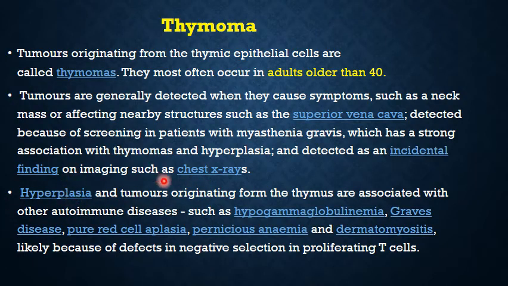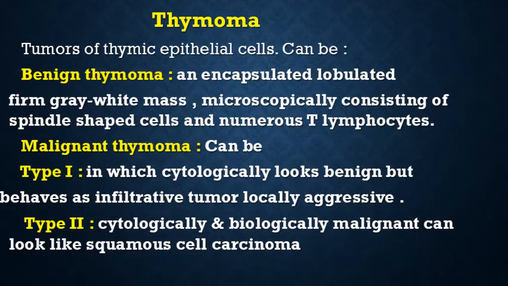Both tumor and hyperplasia originating from the thymus are associated with autoimmune diseases such as hypogammaglobulinemia, Graves' disease, thyrotoxicosis, pure red cell aplasia, pernicious anemia, and dermatomyositis, because there is a defect in the negative selection of the proliferating T cells. The tumors of the thymic epithelial cells might be benign or malignant, and the malignant is divided into type 1 or type 2 according to behavior.